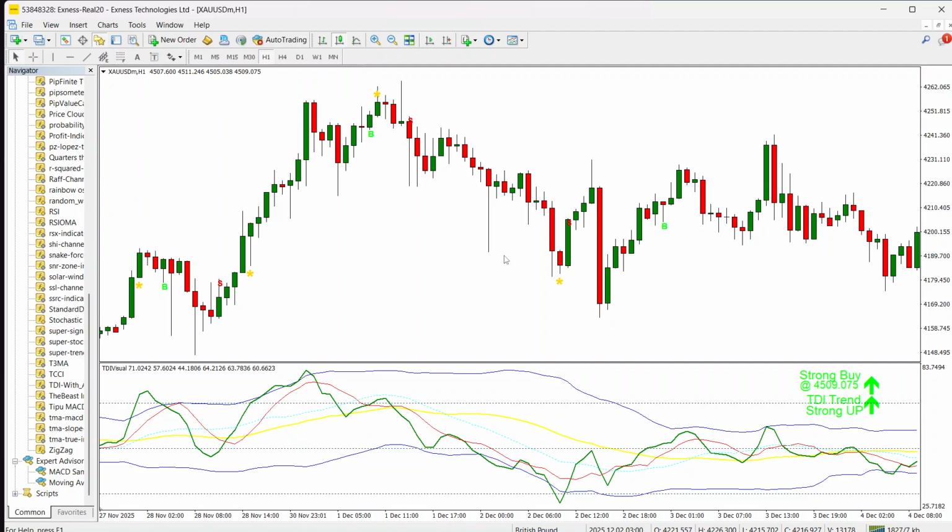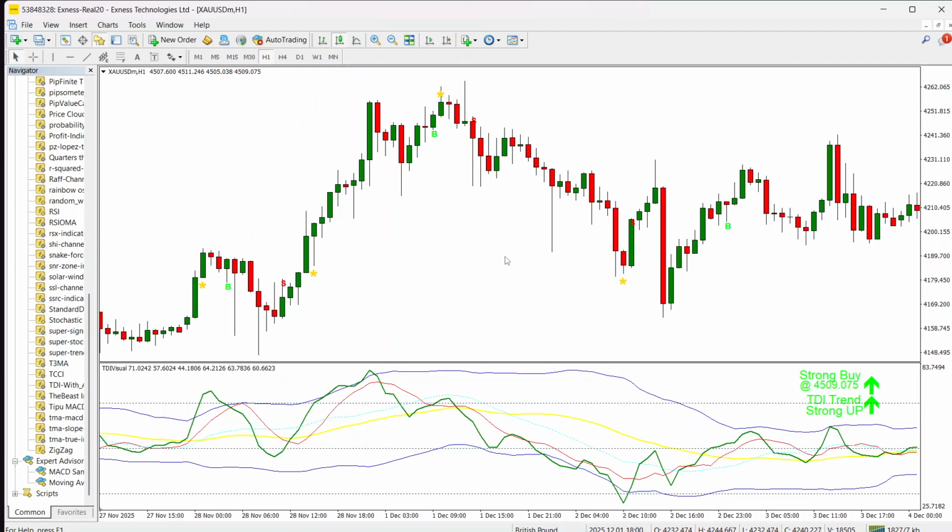described. The Traders Dynamic Index, or TDI for short, is a technical analysis tool used by Forex traders to identify potential market trends, entry and exit points, and the overall market sentiment by combining several indicators into one comprehensive tool.